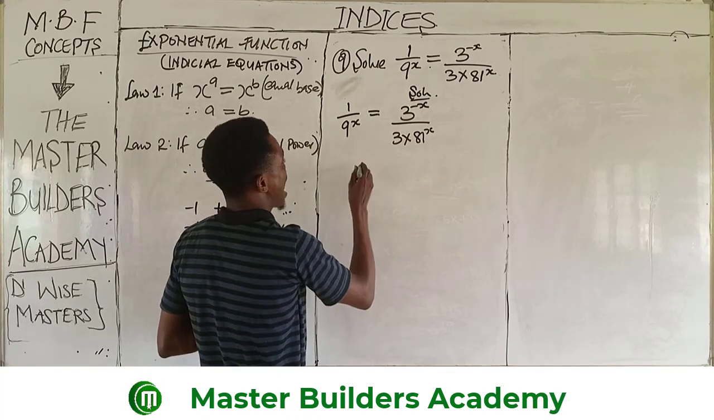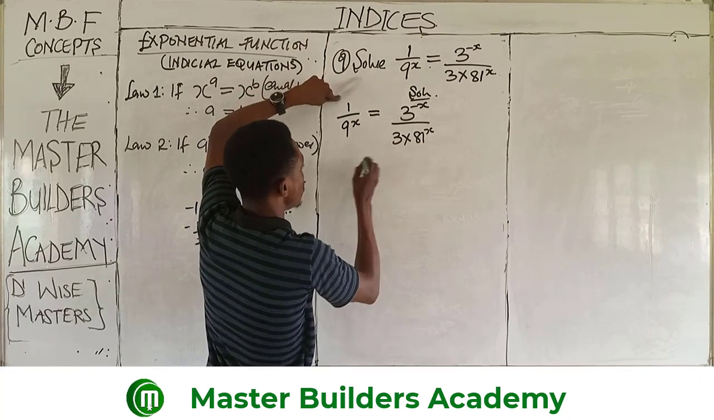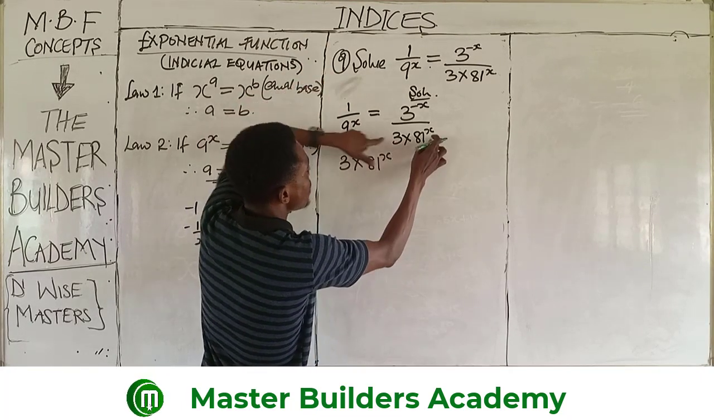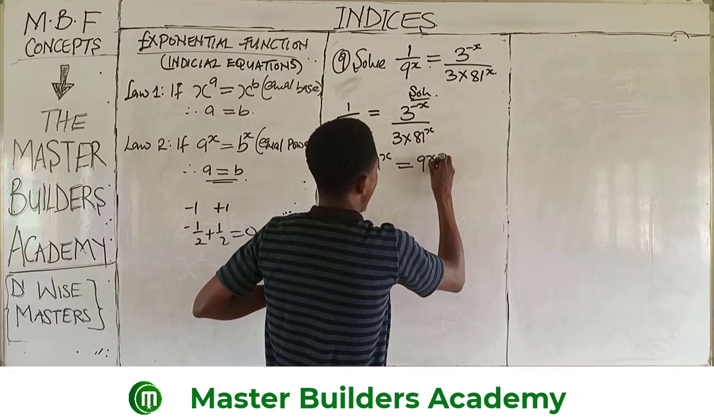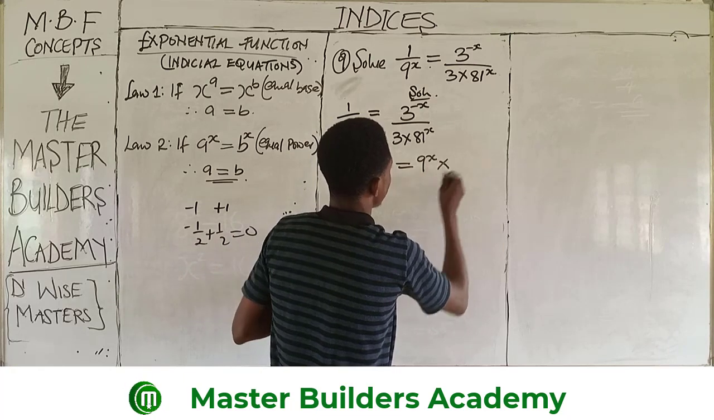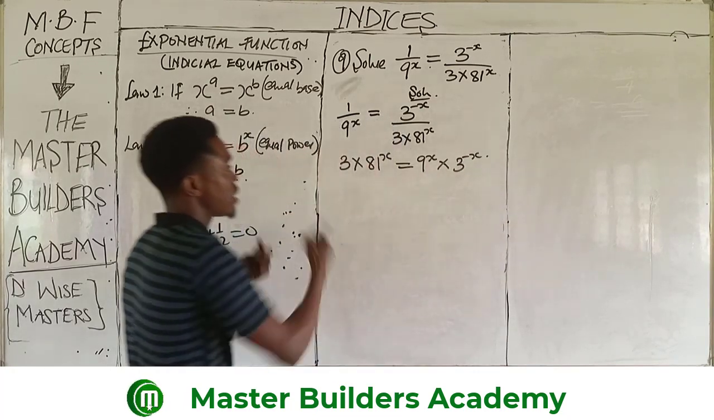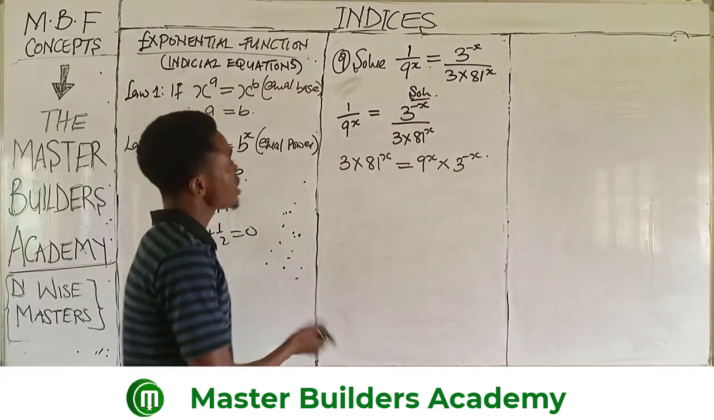So when we cross multiply, we multiply 1 by this, and 1 multiplied by anything remains the same. So we are having this as 81 raised to the power x. Then we multiply 9x by this, so we're going to have 9 times 3 raised to the power minus x. So we just cross multiply. So we now have this in one line. This is what I prefer. Alright? Now in this case, what do we do?